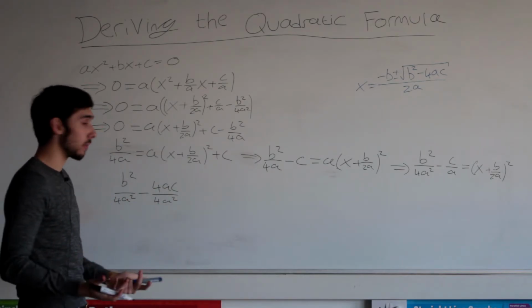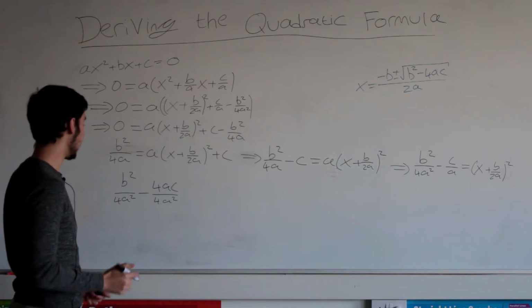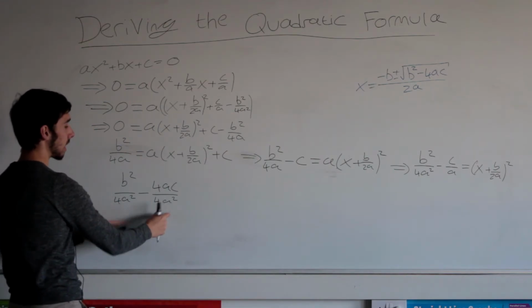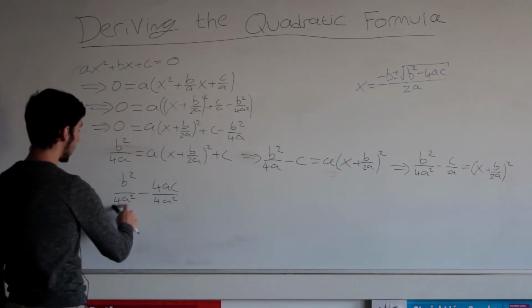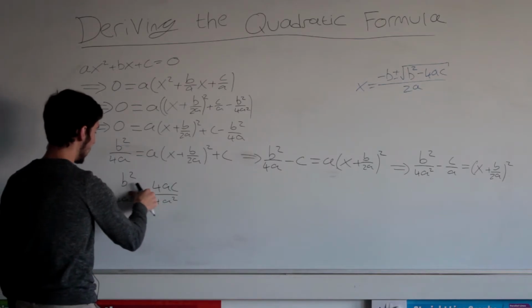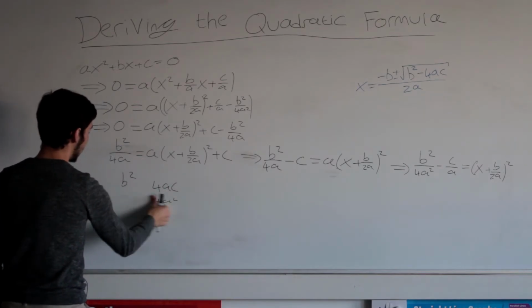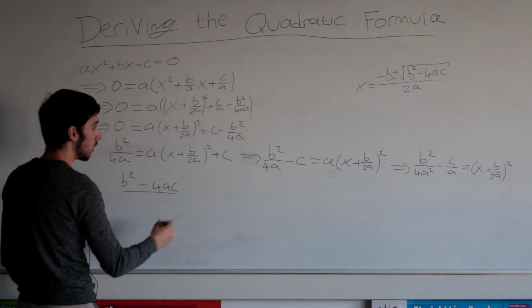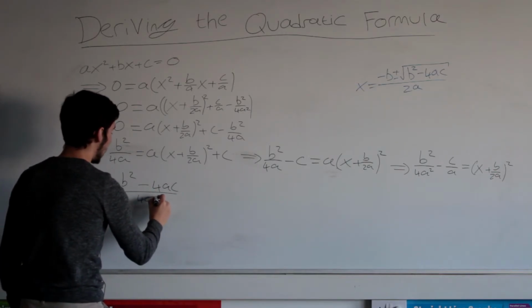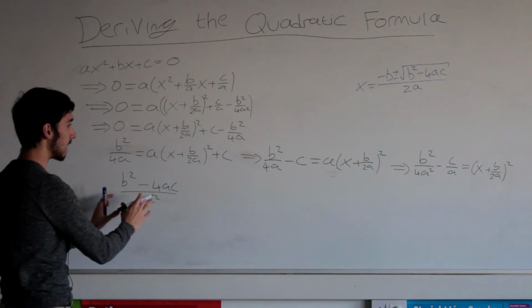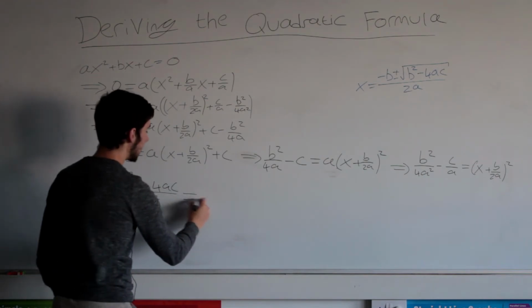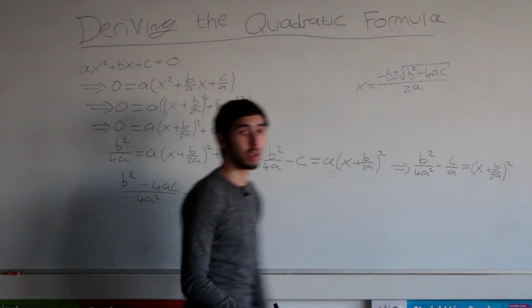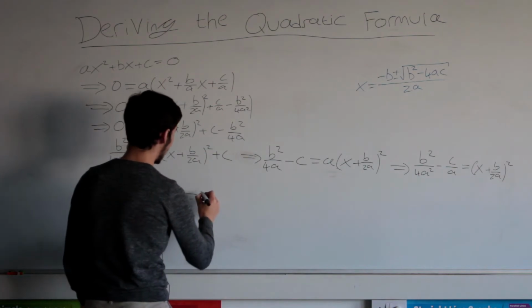The reason we've done that, the reason we've chosen 4s and whatnot, is because now they have the same denominator. So I'm going to write this as one fraction. That fraction is going to be b squared minus 4ac all over the denominator, which was 4a squared. That is one thing. And that is still equal to x plus b over 2a squared.